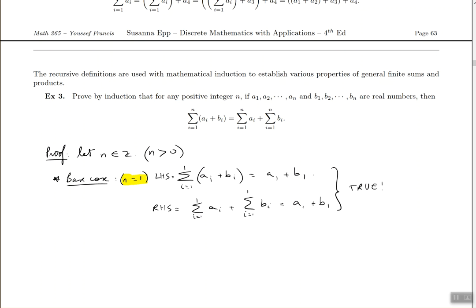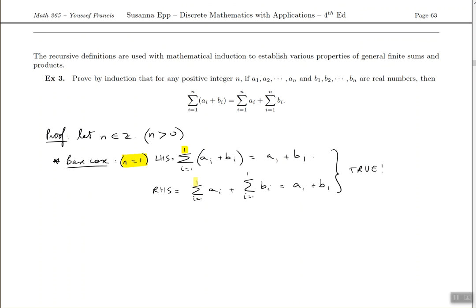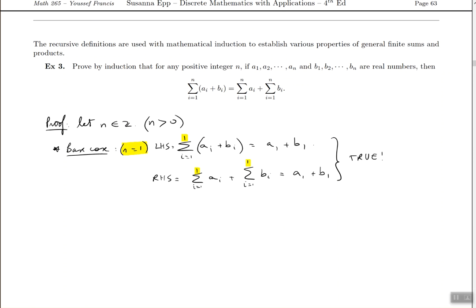So the least n could be is 1. If n is 1 we end up with sigma going from 1 to 1, and ai plus bi becomes a1 plus b1. However, on the right hand side, if n is 1, then we get sigma i going from 1 to 1 of ai, and then bi, same thing again, which gives us again a1 and b1. So far it seems like everything is true, and so now we're going to do the inductive hypothesis.